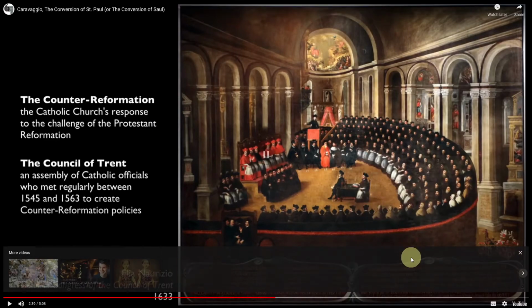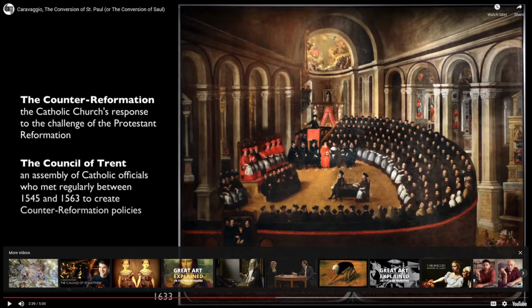The idea was that... Alright, so that's Caravaggio's The Conversion of St. Paul. A beautiful painting. And the way he uses the light is just so fascinating.